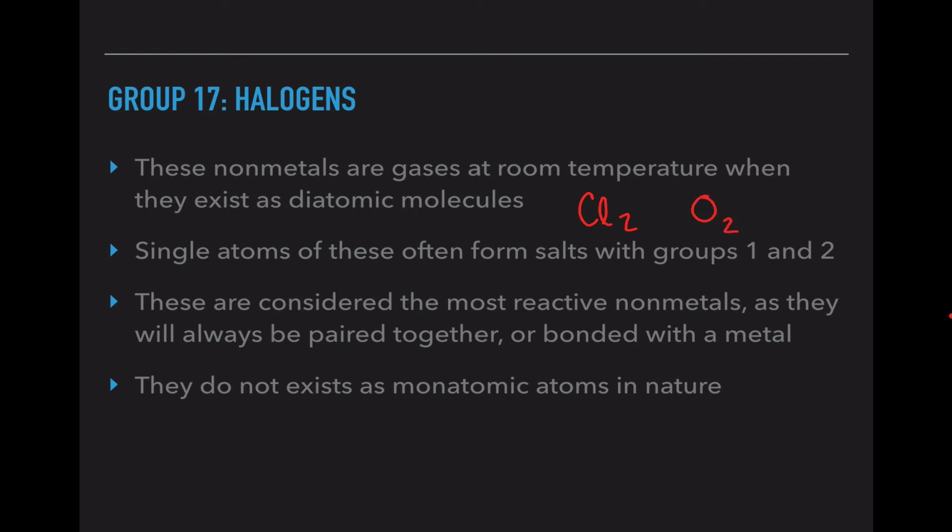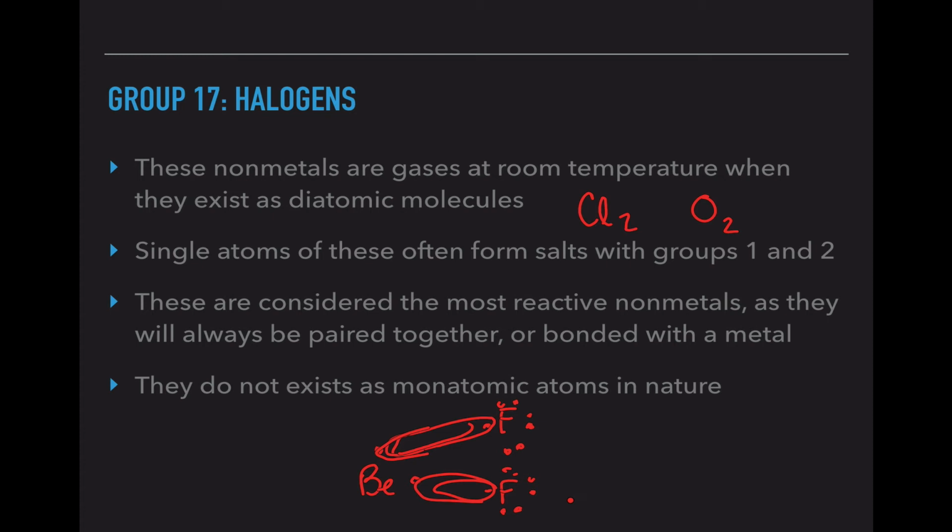Single atoms of these often form salts with groups 1 and 2, like I just said on the previous slide, because 1 and 2 really want to get rid of their 1 or 2 valence electrons, and group 17 really wants to fill their last spot. So we may have 1 beryllium with 2 valences bonding with 2 fluorines, because these electrons are going to end up bonding together, and these electrons are going to end up bonding together. So it's possible that we do pair up with other columns than 1 and 17 and 2 and 16, and we'll get to that later.